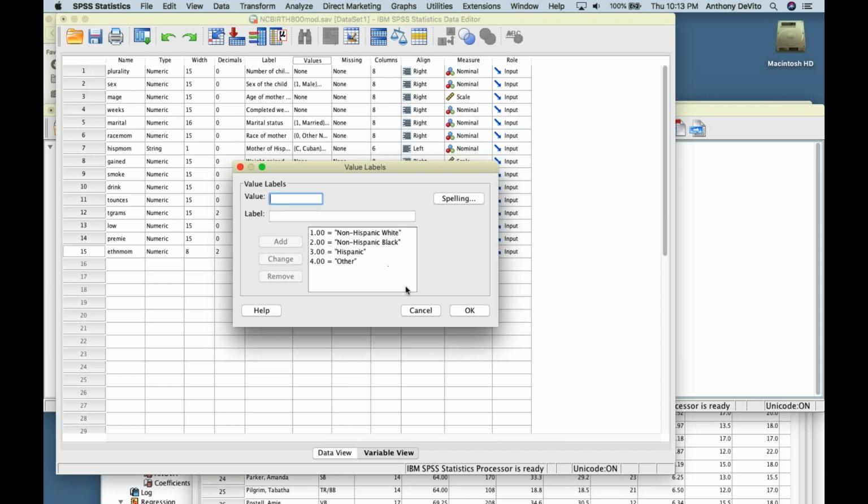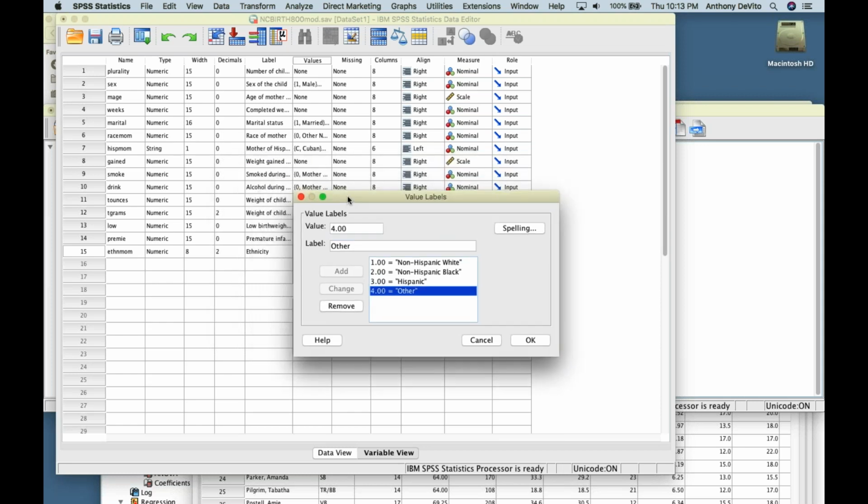So perhaps I am interested in comparing the mean age at birth, the mean age of the mother that gave birth in North Carolina during this period of time, for non-Hispanic white women, non-Hispanic black women, Hispanic women, and all other groups combined. Okay, so that's 4 groups.